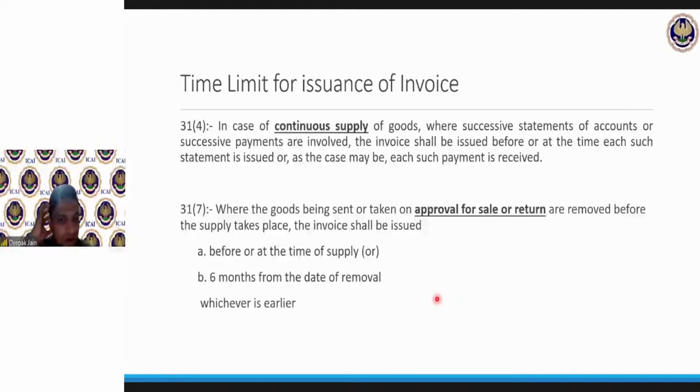Dish TV supply, is it goods or services? Dish TV supply is actually a service itself.